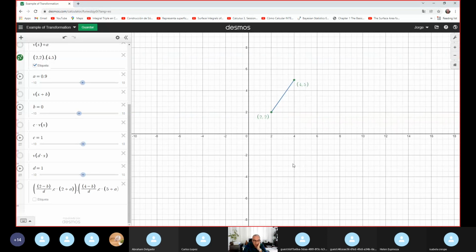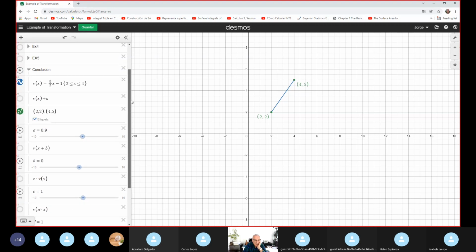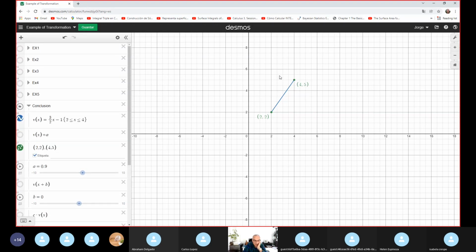The transformation. Suppose that we have this segment, a linear function, but defined in one specific interval between 2 and 4, and I apply a transformation. It's actually a function because it passes the vertical line test. Suppose this case. I call the function b of x. I take b of x plus a, and a I can manipulate using this handle.